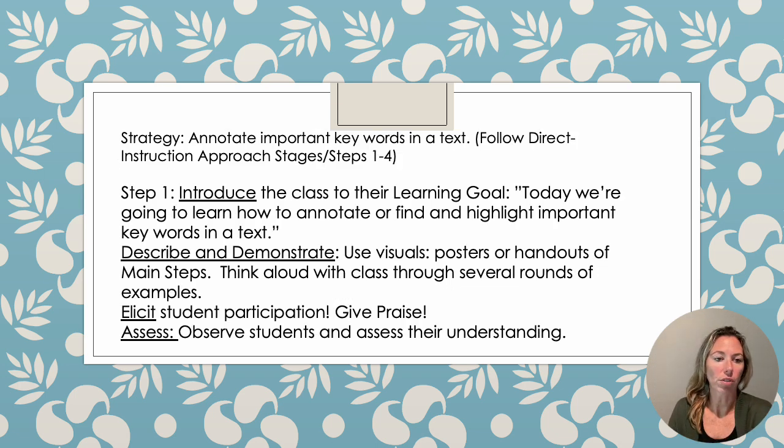Okay, so for the strategy, starting from the beginning, how to approach this and deliver this to the students is you want to introduce them to their learning goal, make sure they understand what they're doing. For example, today we're going to learn how to annotate or find and highlight important keywords in a text. So step one also includes gathering all your materials, so things that you might want the students to have. You want to go over here's this handout, we're going to talk about this handout, and then we're going to use this handout. I'm going to show you how we're going to do that.